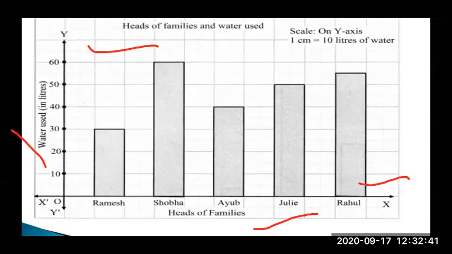Now, as you complete writing head of the family and water used in liter, then the main thing, you have to leave one box and then you have to write the name of the family member. That was Ramesh. Then once again leave one box, then write another name, that is Shobha. Then leave one line, then write Ayub. Then leave one box, and then write another name, that is Julie. Then once again leave one line and you will write the last name, that is Rahul. Yesterday I told you, you have to leave one box and then you have to write the name of the member. So here first is Ramesh, second is Shobha, third is Ayub, fourth is Julie, and fifth is Rahul.